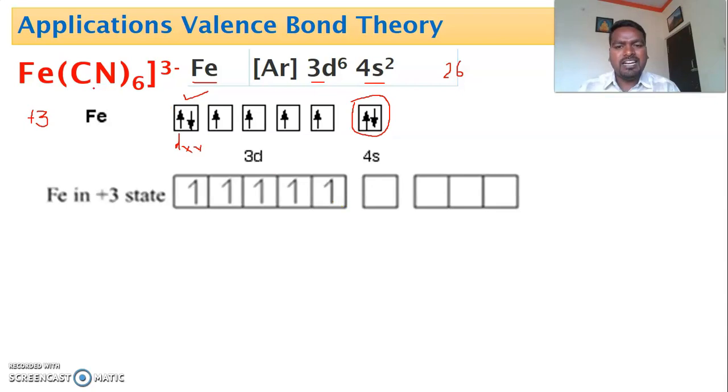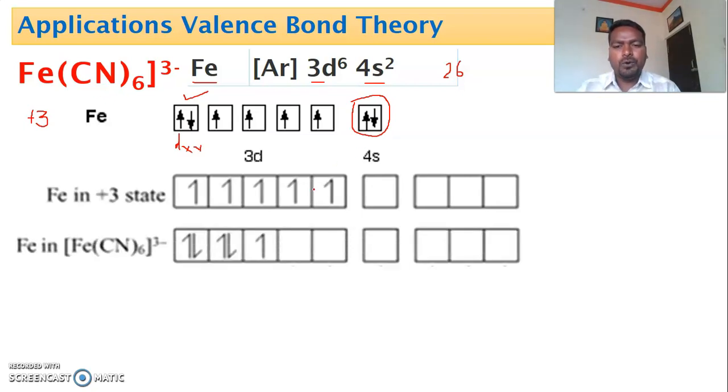And you know cyanide is a strong ligand. There are 6 cyanide ligands present. These 6 cyanide ligands force the unpaired electrons to pair up. Here the possibility is that it can force the last 2 electrons to pair in the first 2 d orbitals. Then this is the new configuration. The new configuration contains 2 pairs and 1 unpaired electron, and the next 6 immediate orbitals, that is 2 d orbitals, 1 s orbital and 3 p orbitals, are involved in hybridization. It undergoes d2sp3 hybridization.